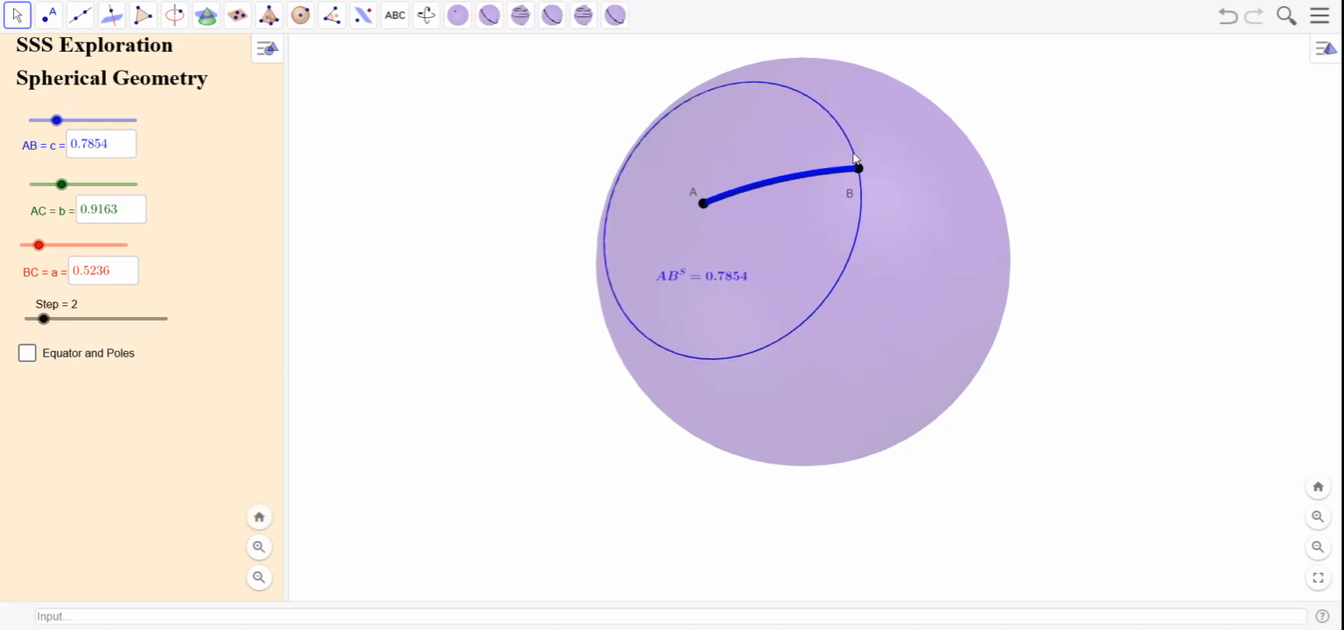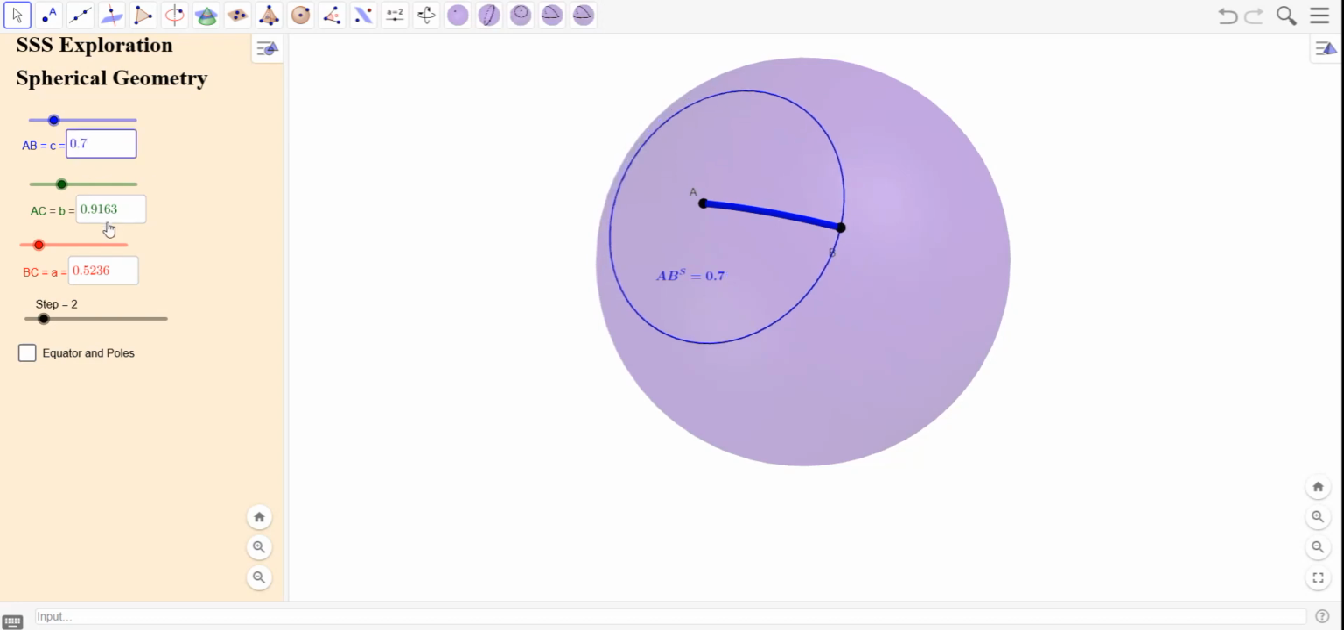You start with a circle centered at A of whatever size you want. In this case, it's given here. Let's just make it something easy, 0.7, let's say. And then you go out from there a distance of B, let's say 0.8. Distance from here. That's the distance here. Let's just make it 0.5.